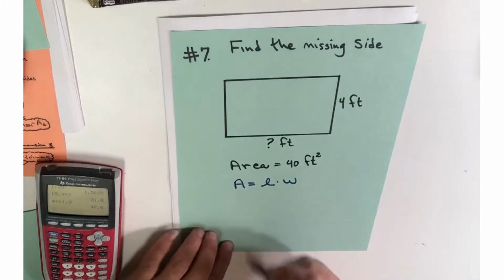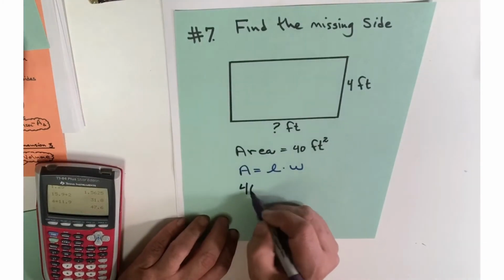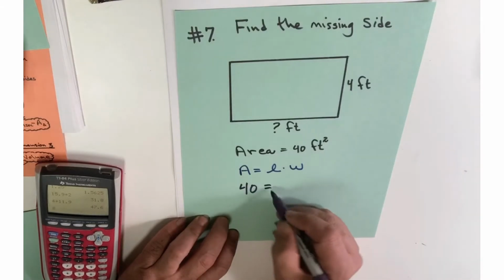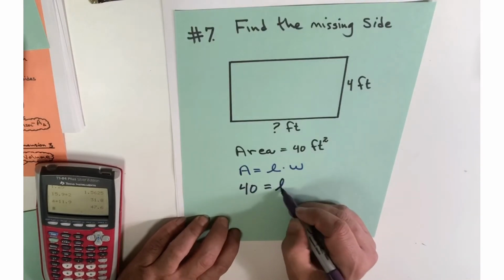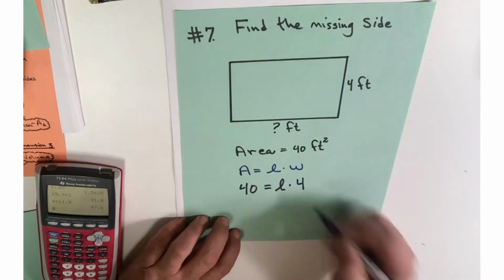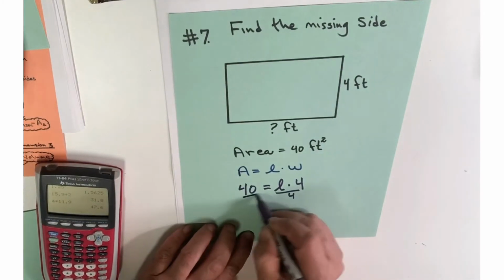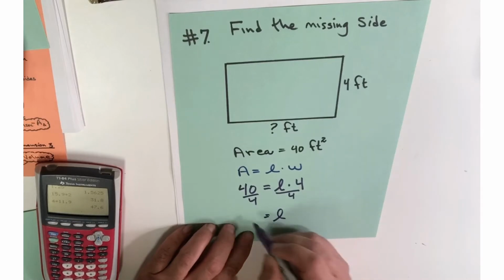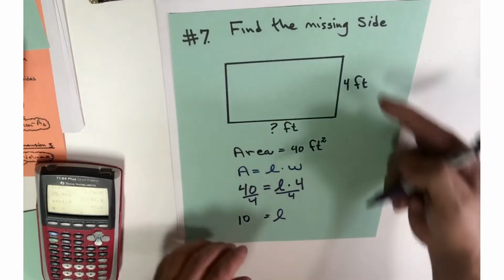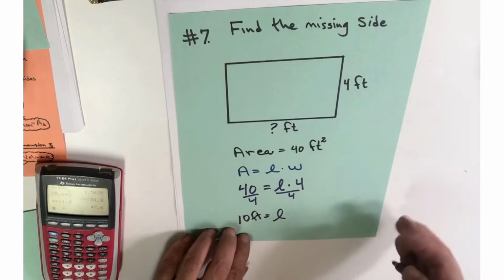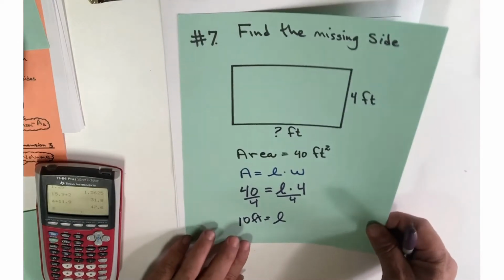Where area goes, you are going to put 40, because that's the area. Where the length is, you are going to put L, and where the width is, you're going to put 4. When you divide both sides by 4, L is equal to 10. 10 what? Take a look at your unit. It's 10 feet. There's number 7.